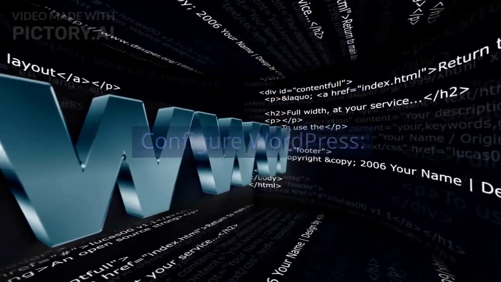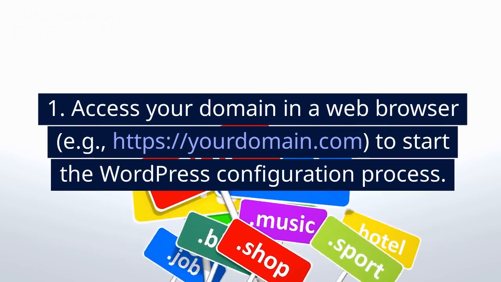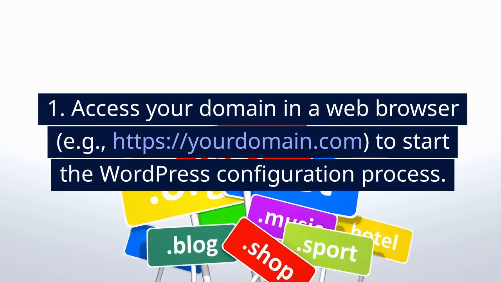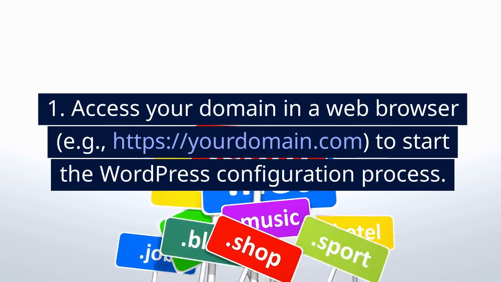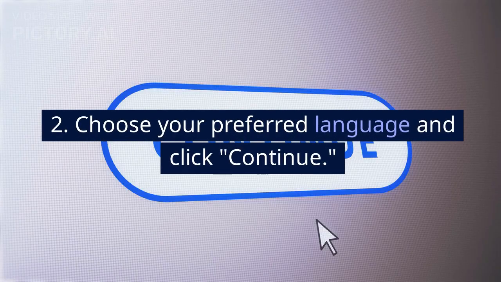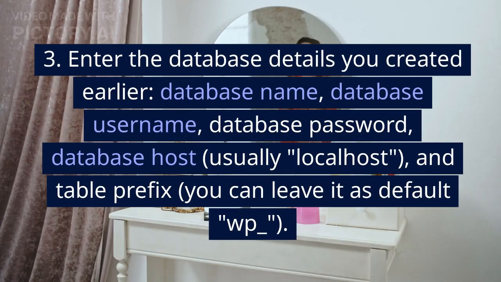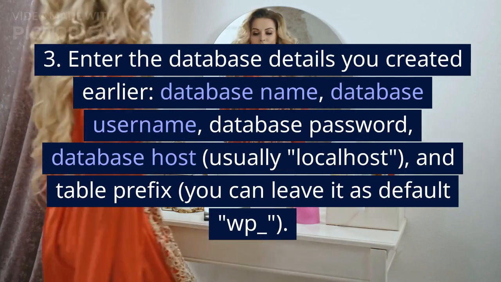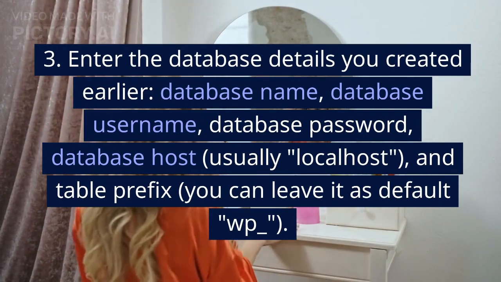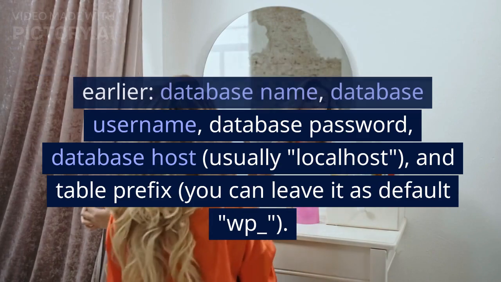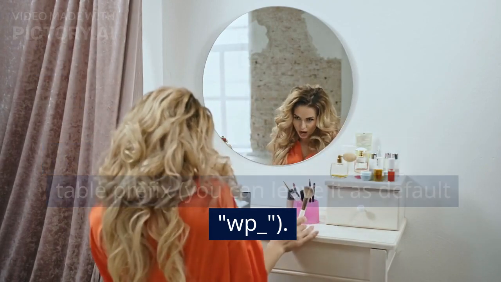Configure WordPress. 1. Access your domain in a web browser, for example, https://yourdomain.com, to start the WordPress configuration process. 2. Choose your preferred language and click Continue. 3. Enter the database details you created earlier: database name, database username, database password, database host, usually localhost, and table prefix. You can leave it as default wp_.